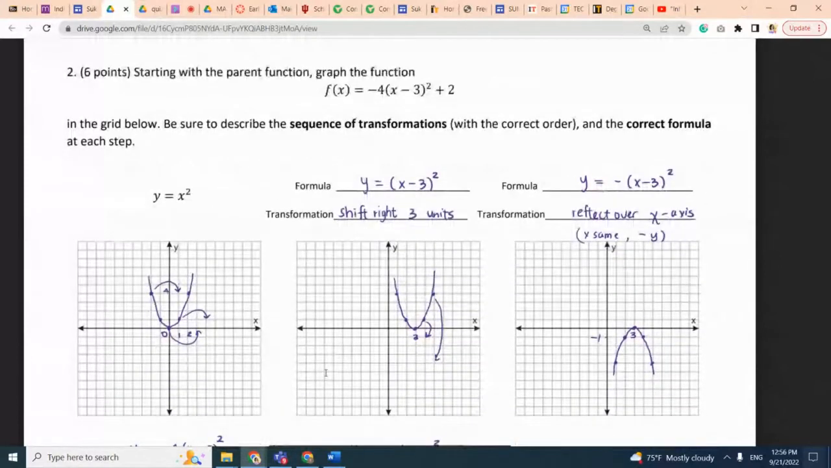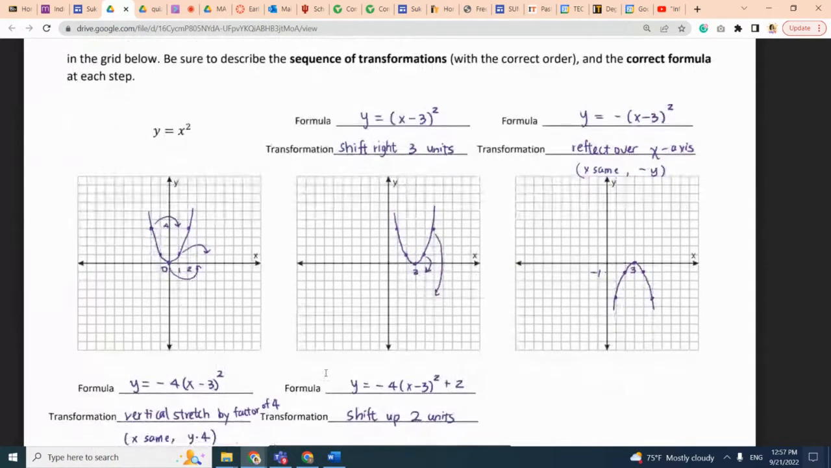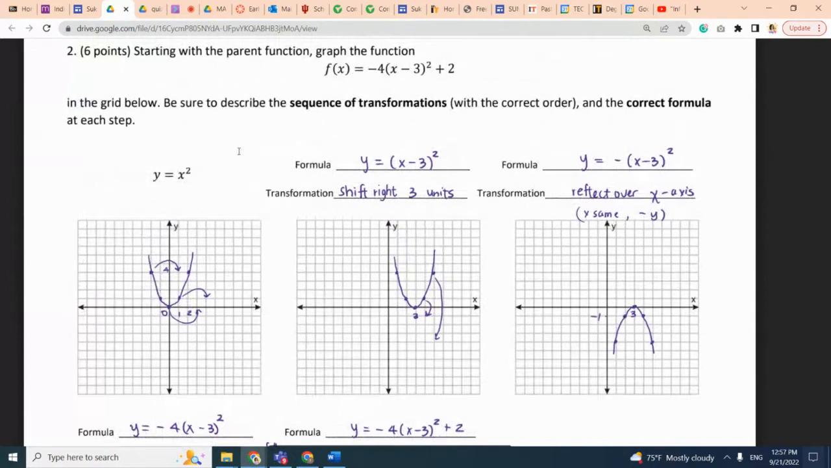And we have a second problem, right? So we want to graph the functions and be sure to show the sequence of transformations with the correct order and the correct formula at each step. So first step, our parent function. Because this is something squared, we know our parent function is x squared. And for x squared, you want to write down the key points. The key points are (0, 0), (1, 1), and (2, 4). Right, everybody? And please label the important points. So (0, 0), (1, 1), and (2, 4), label them.